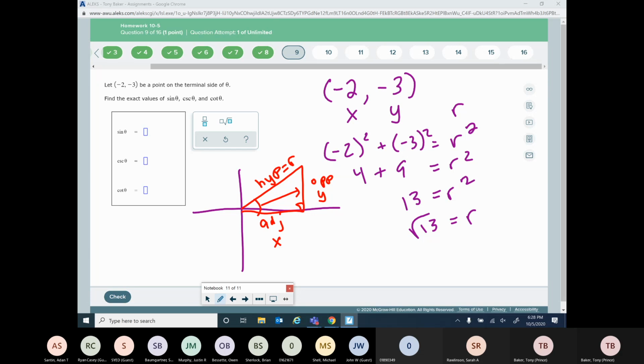So now we've got our x, our y, and our r. Now we're just going to plug them in. So sine is y over r, so it's -3 divided by the square root of 13. Cosecant is the reciprocal of sine, so that's going to be a negative square root of 13 divided by 3. And cotangent is the reciprocal of tangent, so that is x over y. So that's going to be -2 over -3, which is just 2/3.